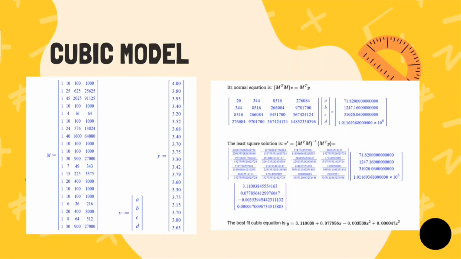3.110038, 0.07786, negative 0.0035395, 0.000470096. Thus, the best fit cubic equation is y equals 3.110038 plus 0.0778556x minus 0.0035395x squared plus 0.000047x cubed.